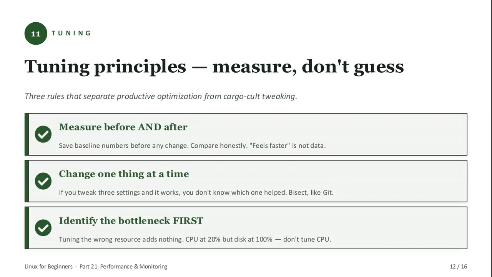Now before you start reaching for those tools, 3 principles will save you from wasted effort. First, measure before and after. Capture baseline numbers because feels faster is not data. Second, change one thing at a time. If you tweak 3 knobs and performance improves, you've learned nothing about which one mattered. And third, identify the bottleneck first. Tuning CPU when the disk is pinned at 100% accomplishes precisely nothing.